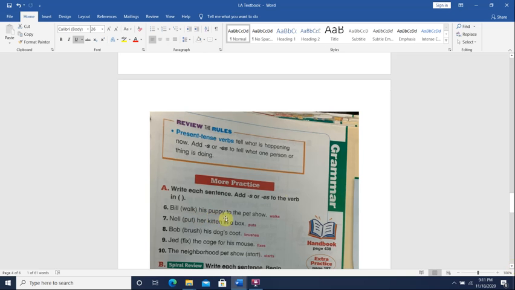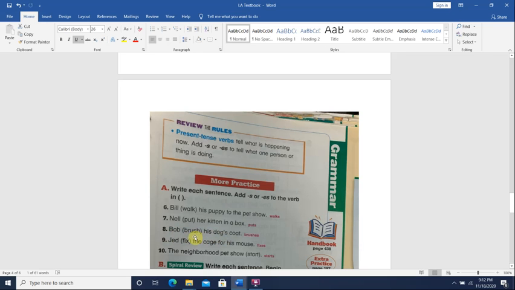Bill walked his puppy to the pet show. Bill walks his puppy. Why do we add S? Because the verb does not end with S or X or CH or SH or Z. Nell puts her kitten in a box. We also add just an S. So Nell puts her kitten in a box. Bob brushed his dog's coat. Bob brushes his dog's coat.